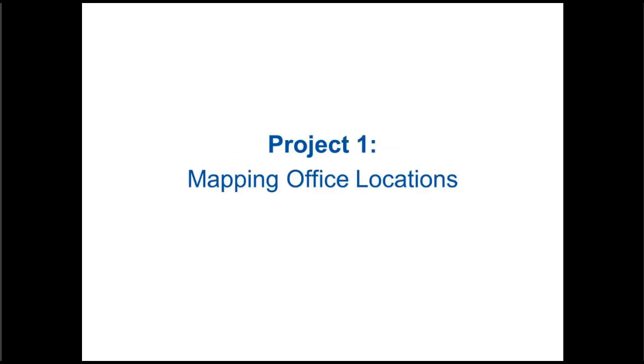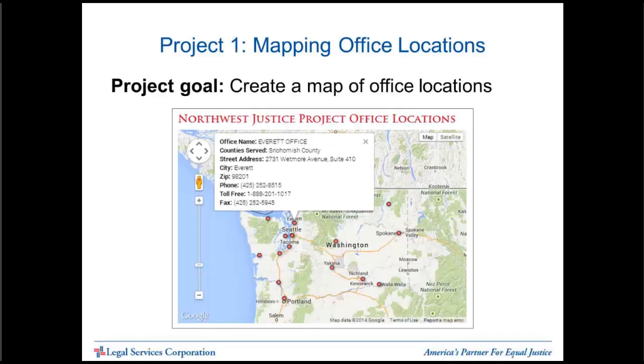So our first project is going to be to map office locations for our program. I'm picking on Northwest Justice Project. It's a statewide program in Washington State, and we're going to map their office locations. Here's a screenshot of what we want our final product to look like. We just need a pretty basic map. It shows all of our office locations, and we'd also like it to have these pop-ups providing general information about each of the offices.